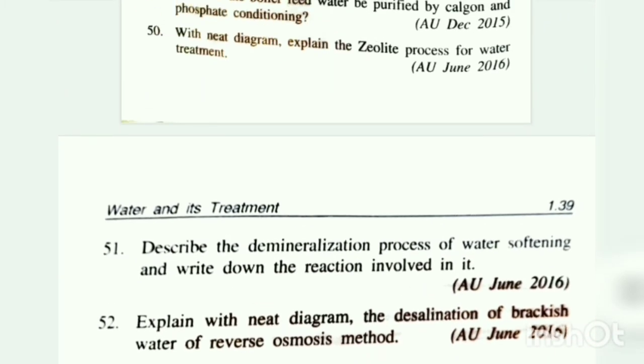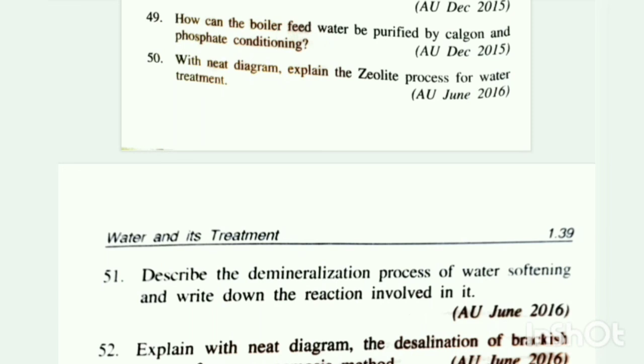Then 51, describe the demineralization process of water softening and write down the reactions involved. Here you have to explain the demineralization process. And the last one, 52, that's nothing but explain with neat diagram the desalination of brackish water by reverse osmosis method. Nothing but reverse osmosis method with diagram. Okay.